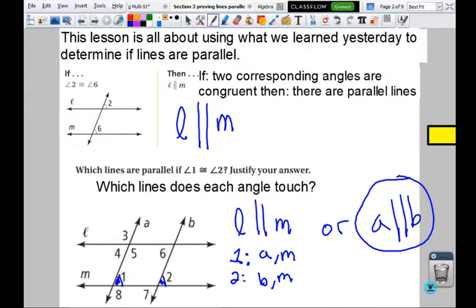That's so cool. So if you're not sure which are parallel, list which lines each angle touches. Angle 1 touches A and M. Angle 2 touches B and M. The only parallel lines it shows are A and B. So A is parallel to B. And we're actually basically just doing this today until the very end. We are just changing up what we are looking at. So we started off with corresponding angles.